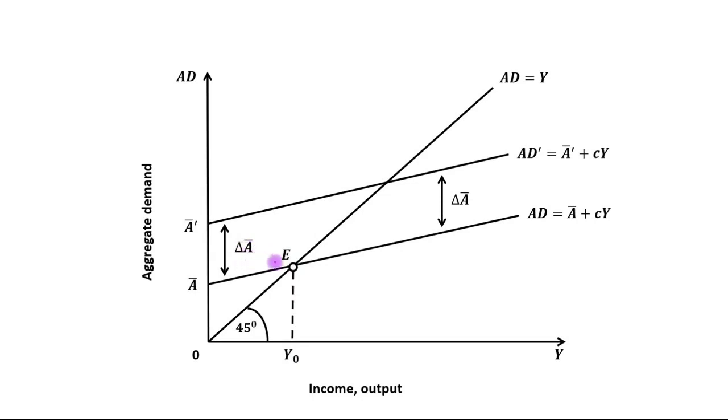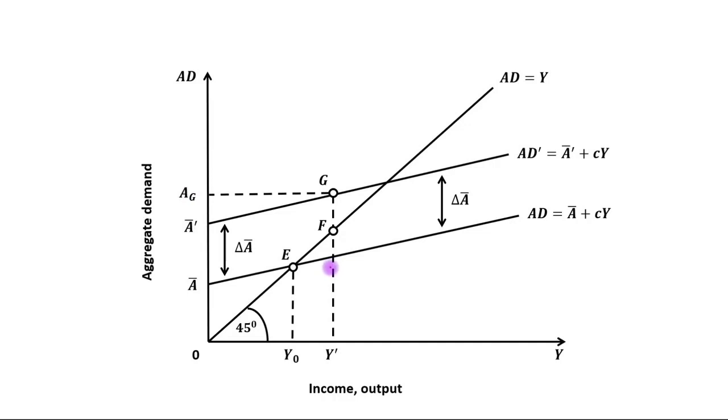So to reach the new equilibrium, firms need to increase their production, and suppose they increase their production to OY dash. We know that a fraction of the increase in income is spent on consumption, that is MPC of the increase in income will be spent on consumption, due to which AD will increase to level G.